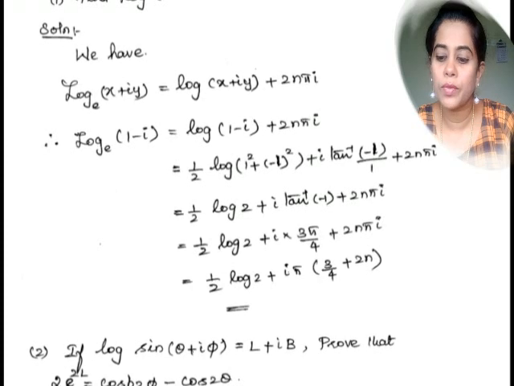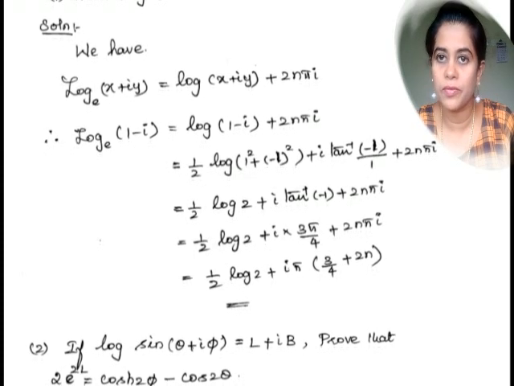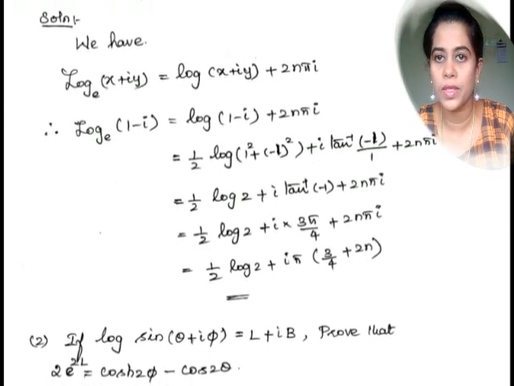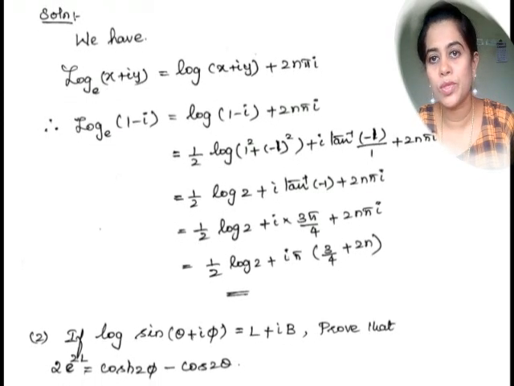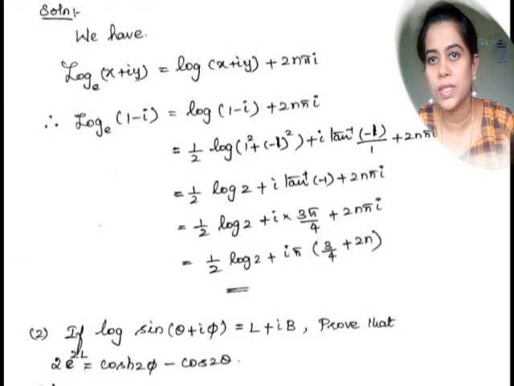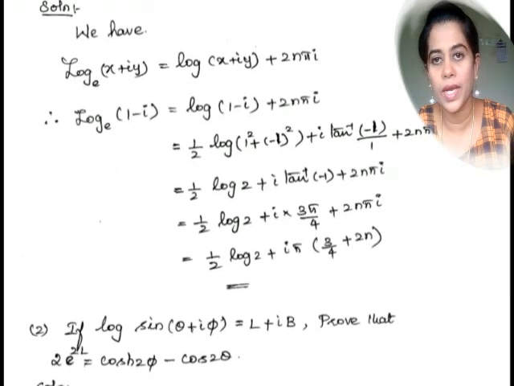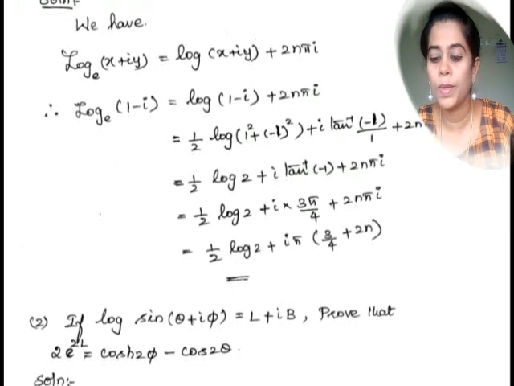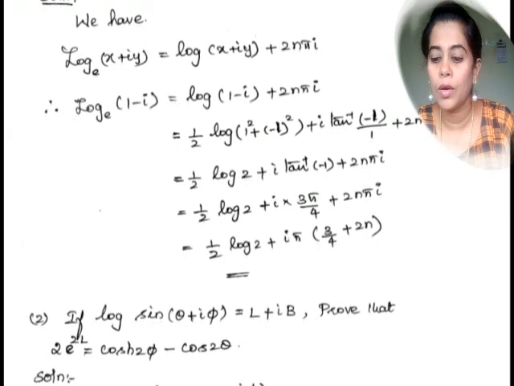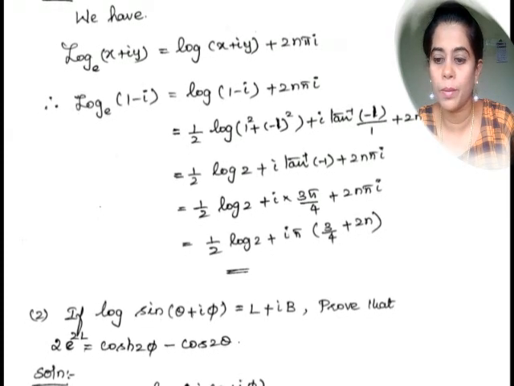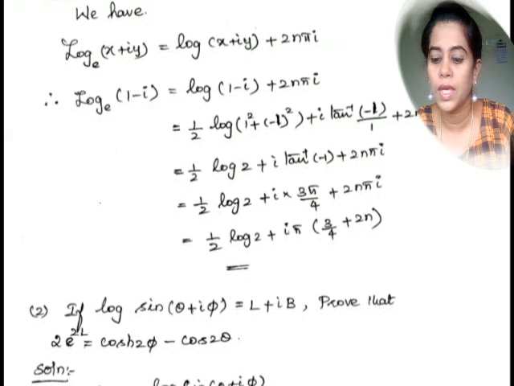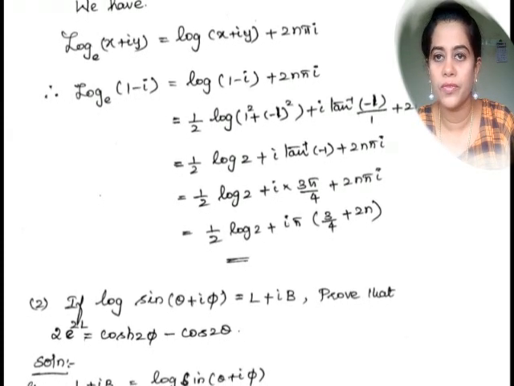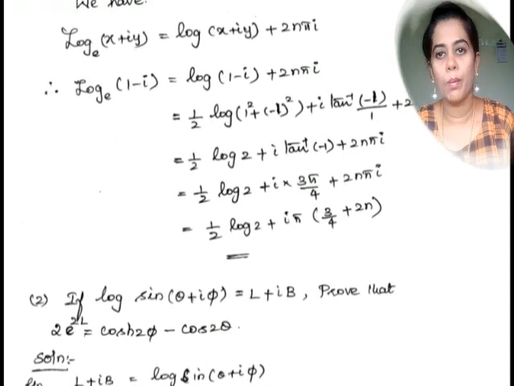So what is tan inverse of minus 1? We know that tan inverse of 1 is pi by 4, and tan inverse of minus 1 will be in the quadrant of 3 times pi by 4. 3 times pi by 4 is 3 times 45 degrees, where we are getting it as minus 1, right? That will be equivalent to 1 by 2 log 2 plus i pi, taking i pi common from the last two terms, i pi of 3 by 4 plus 2n. So this is the answer for the first problem, log of 1 minus i.